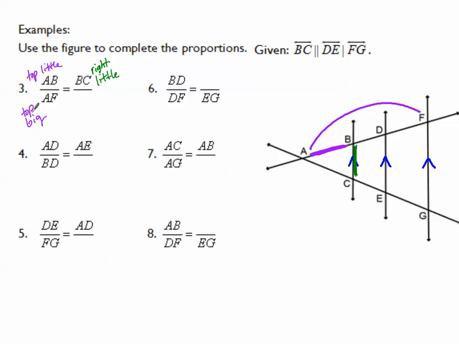So if we went top and top, little to big, now we're on the right. Well, we want to stay on the right. Little to big, little to big. So on the right, big part on the right, F to G.